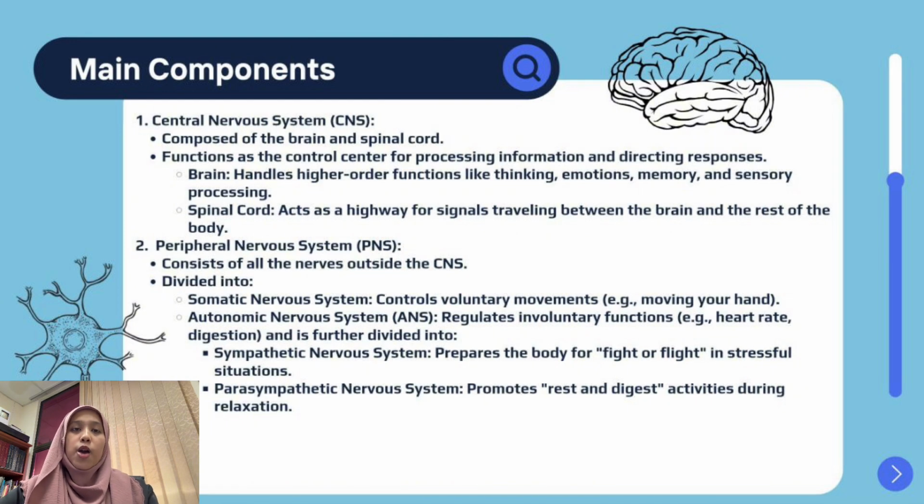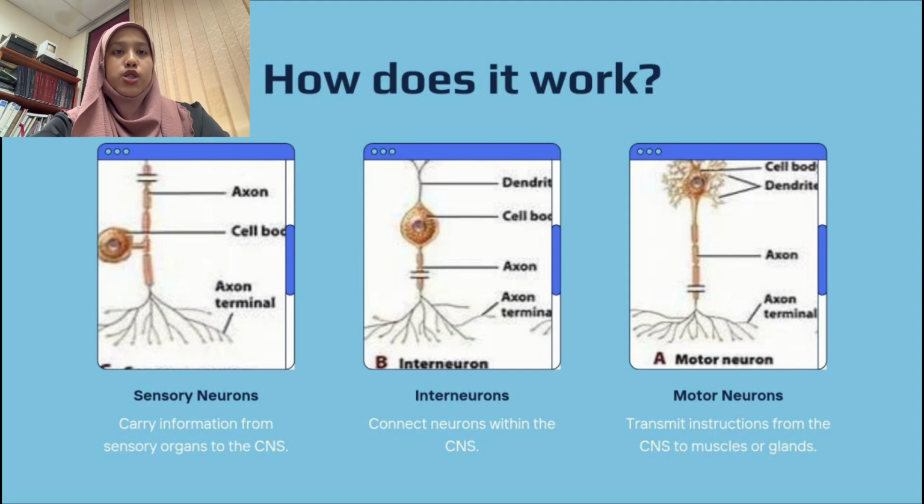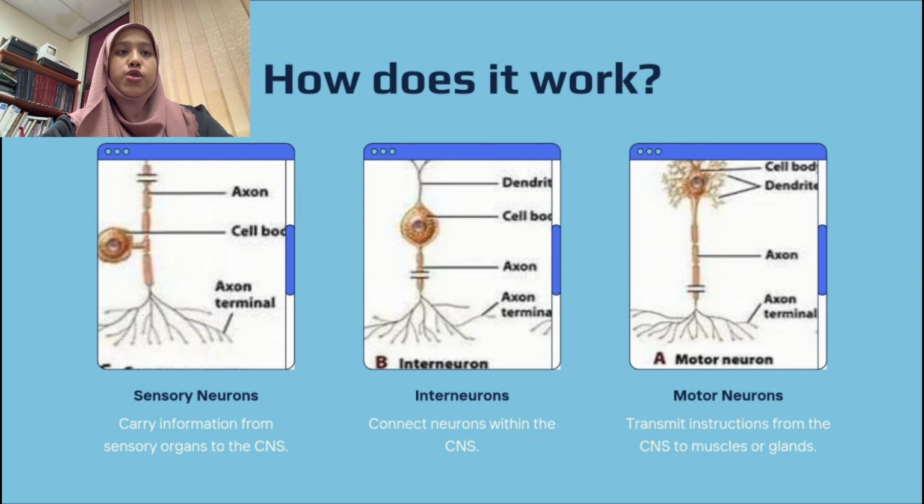For example, imagine you're in a high-stress situation like taking an exam. Your sympathetic nervous system kicks in, your heart races, your pupils dilate, and you become more alert. After the exam, your parasympathetic system calms you down, restoring balance. Now, how does it work? So, we have 3 types of neurons in the body. The first one is the sensory neurons. Sensory neurons carry information from the sensory organs to the CNS. Next is the interneurons, which connect neurons within the CNS. Last but not least, the motor neurons, which transmit instructions from the CNS to muscles or glands.